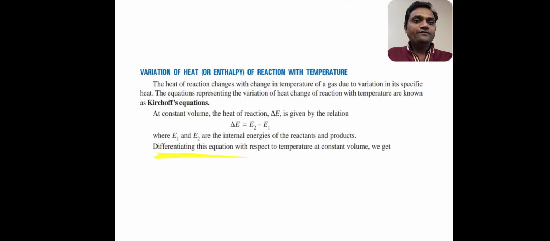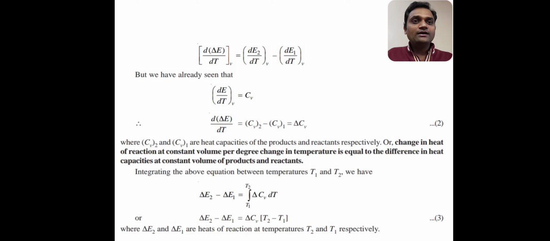Now differentiating this equation with respect to temperature at constant volume, we get, after differentiation, d of delta E upon dT at constant volume is equal to d of E2 upon dT at constant volume minus d of E1 upon dT at constant volume. This is equation 1.